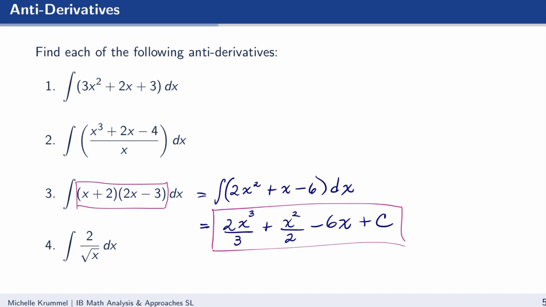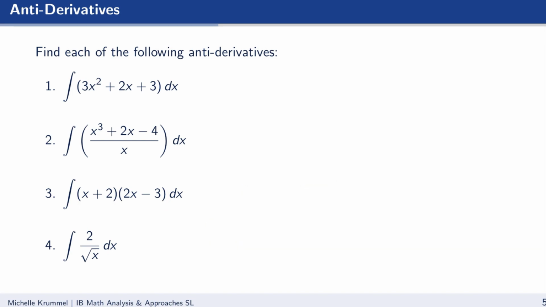Okay, then our last example here. The antiderivative of 2 over the square root of x. So we want to write this in polynomial type form: 2x to the power negative 1/2 dx. Now we can just use reverse power rule.